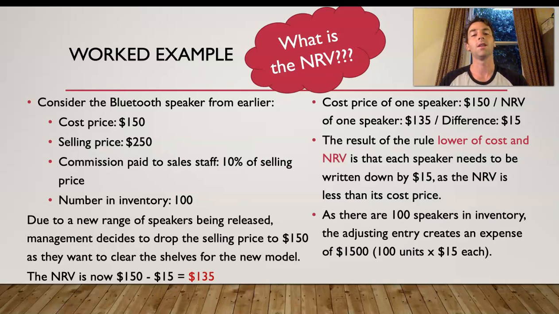So the adjusting entry means that we have $1,500 of inventory write-down. 100 units we have to write down by $15 each because they are now worth $15 less than the cost price. So we have 100 of them. 100 times 15 is $1,500. So we have an inventory write-down of $1,500. And you might remember an inventory write-down is a general journal entry. So how do we do this general journal entry?